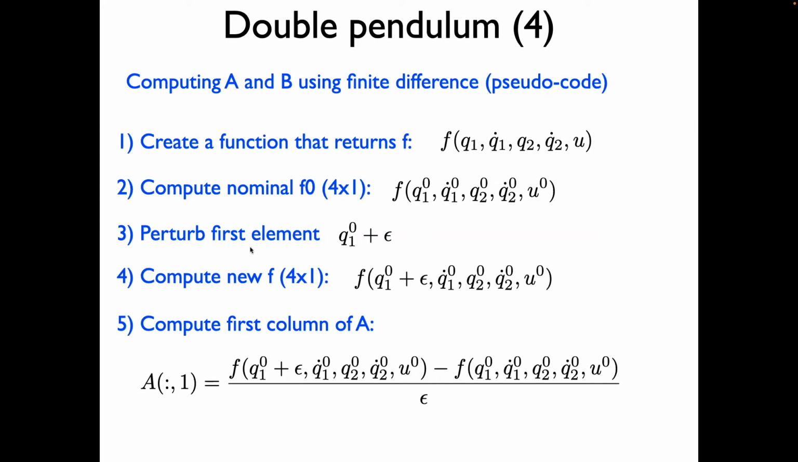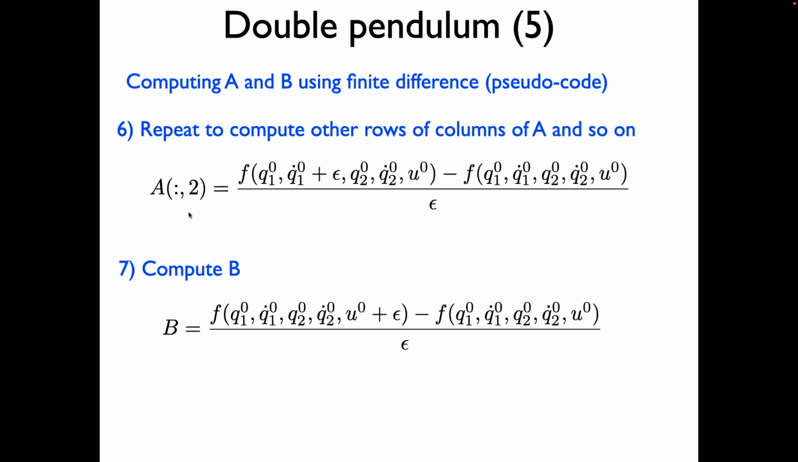Now, what we do is we perturb each element one at a time. This epsilon is a small number, 1e-2, 1e-3. We propagate through f. Then we compute the first column of A by doing this subtraction, where this was the perturbation and this was the reference position, and we divide it by epsilon. We can do the same process for A to get the second column, third column, and fourth column. The same thing can be done for B. B only has one column. So let's see how to do this.